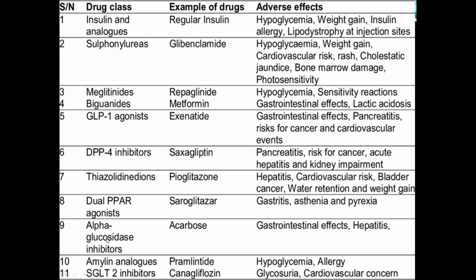And we've got alpha glucosidase inhibitors. An example is acarbose. Side effects are GI effects and hepatitis. And we've got amylin analogs. An example is pramlintide. Side effects are hypoglycemia and allergy. Then we've got our SGLT2 inhibitors. An example is canagliflozin, and side effects are glycosuria and cardiovascular concern.